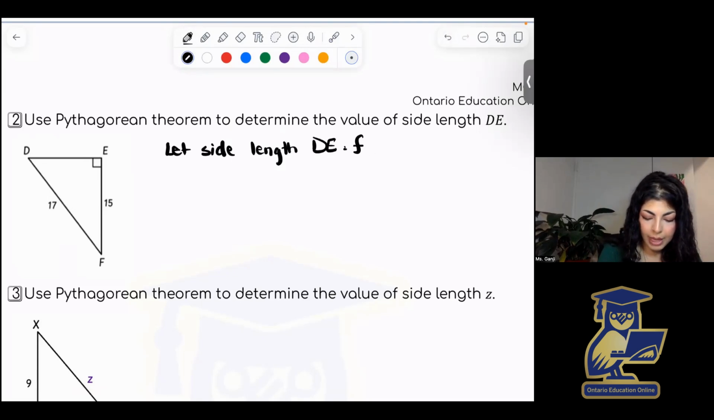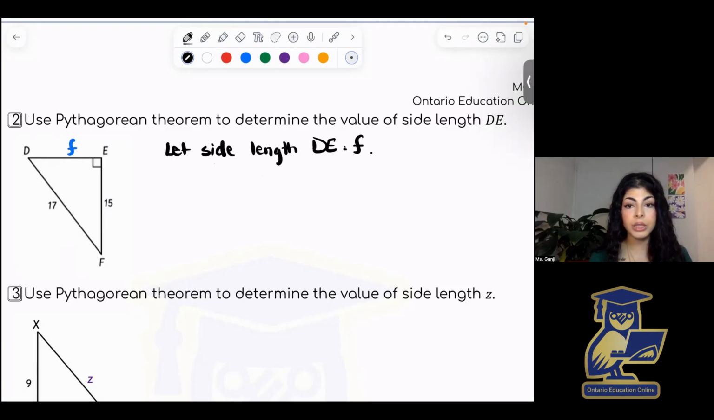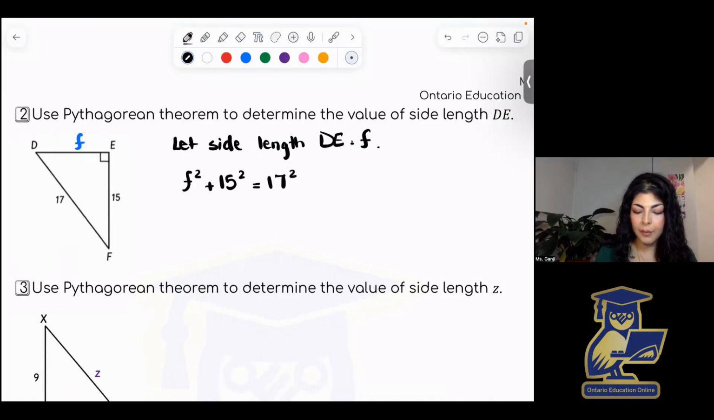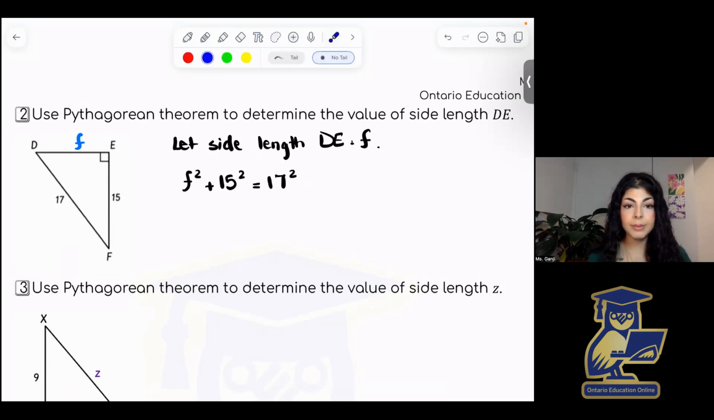And I can also label this F here. Pretty much whenever you want to define a variable or use a variable, you have to define it. So you do have to put a let statement, or if you have a diagram, you have to label it on your diagram to show whoever's reading your solution what that variable is referring to. So now F squared plus 15 squared is equal to 17 squared. Again, remember, 17 is my hypotenuse, so it has to be on its own here.